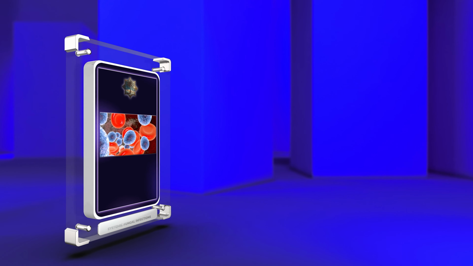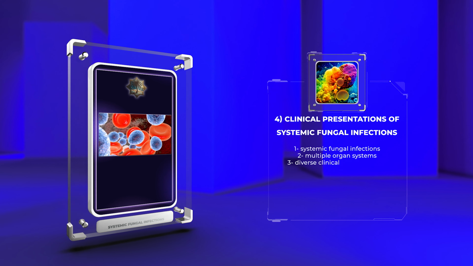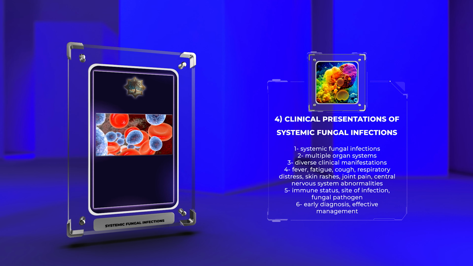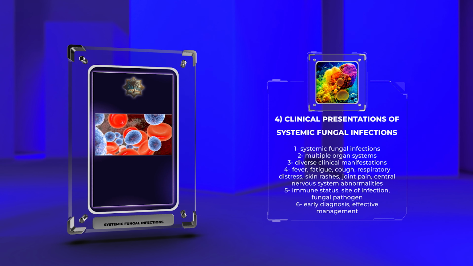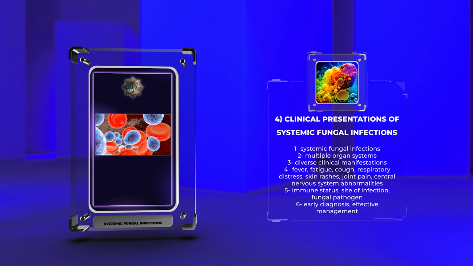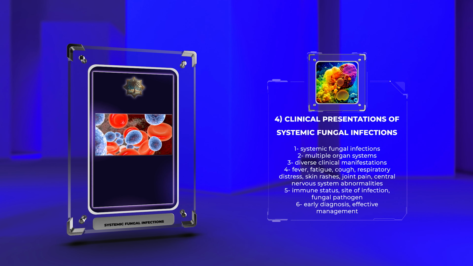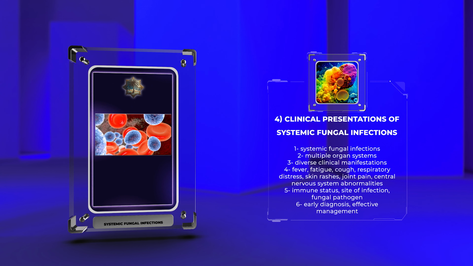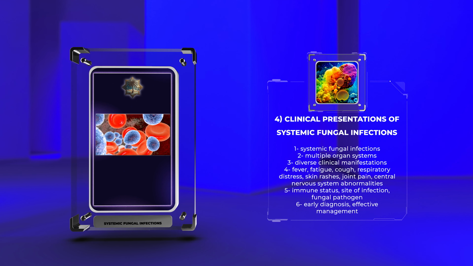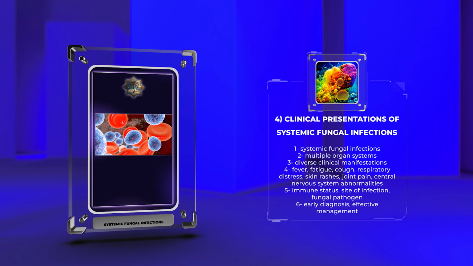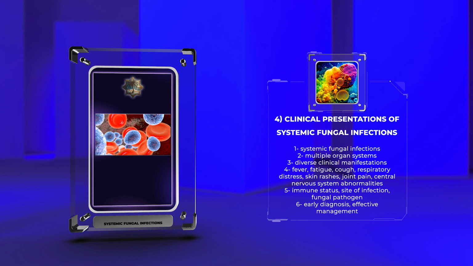Systemic fungal infections can affect multiple organ systems and present with diverse clinical manifestations. Common presentations include fever, fatigue, cough, respiratory distress, skin rashes, joint pain, and central nervous system abnormalities. However, the clinical presentation may vary depending on the underlying immune status of the patient, the site of infection, and the specific fungal pathogen involved. Recognizing these clinical patterns is crucial for early diagnosis and effective management.